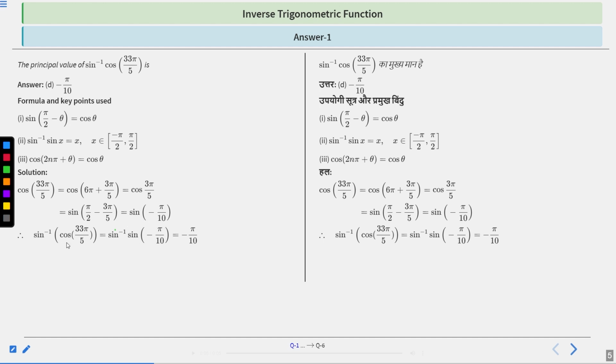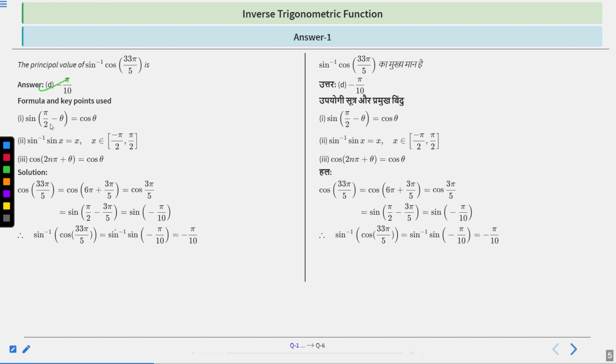Therefore, sine inverse cos 33 pi by 5 is equal to sine inverse sine of minus pi by 10. We know that sine inverse sine of x is equal to x when x is between minus pi by 2 to pi by 2. You can see that minus pi by 10 is lying between minus pi by 2 to pi by 2. Therefore, sine inverse sine of minus pi by 10 will be equal to minus pi by 10. Right. Therefore, option D is the right choice. Minus pi by 10 is the right answer. Got it? Option D, minus pi by 10 is the right answer.